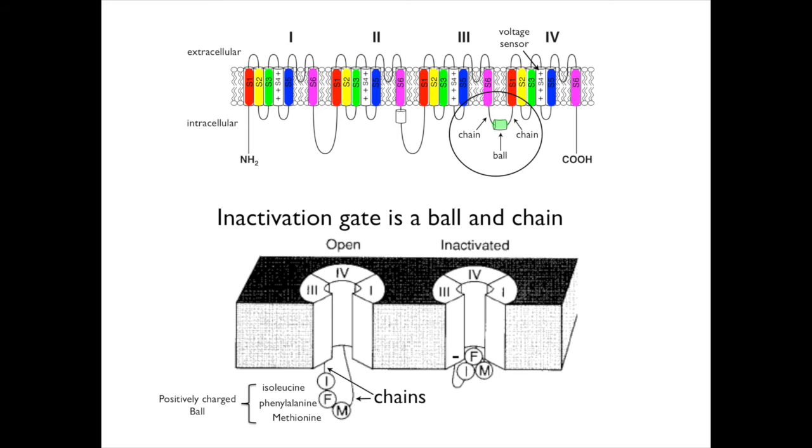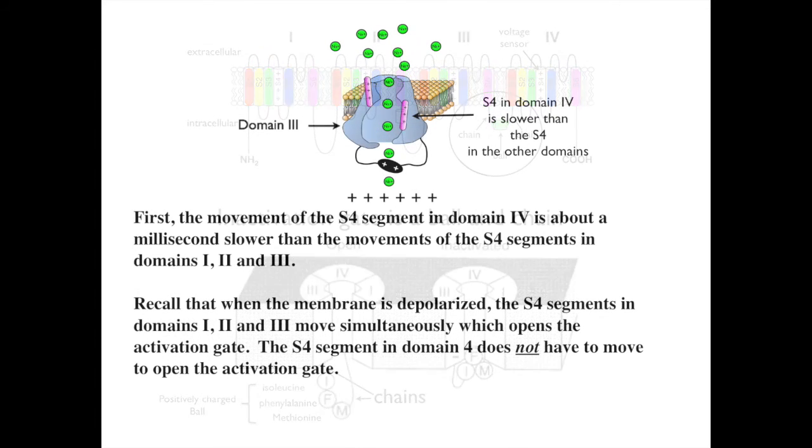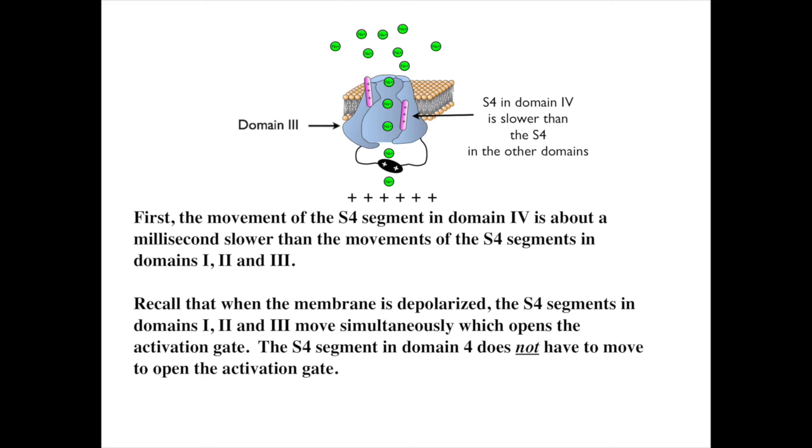But the particular amino acids that compose the ball are not of importance for our purposes. What is important is that the ball is positively charged. There are two other pieces of information that you need to know in order to understand how the ball and chain work. The first is, the movement of the S4 segment in domain 4 is about a millisecond slower than the movements of the S4 segments in domains 1, 2, and 3.